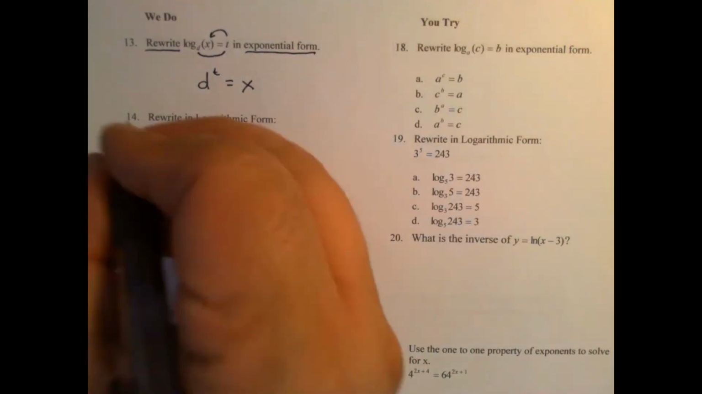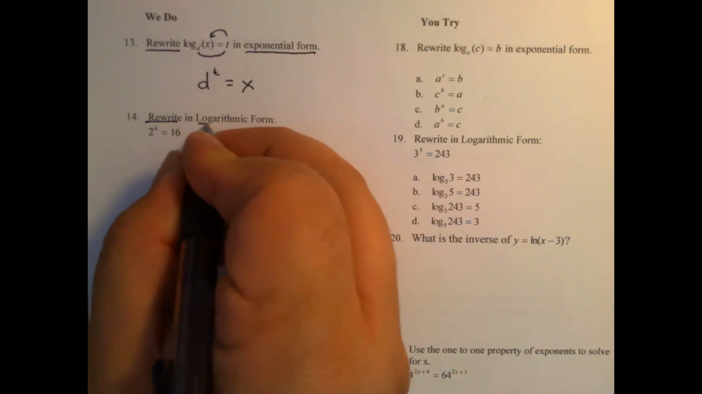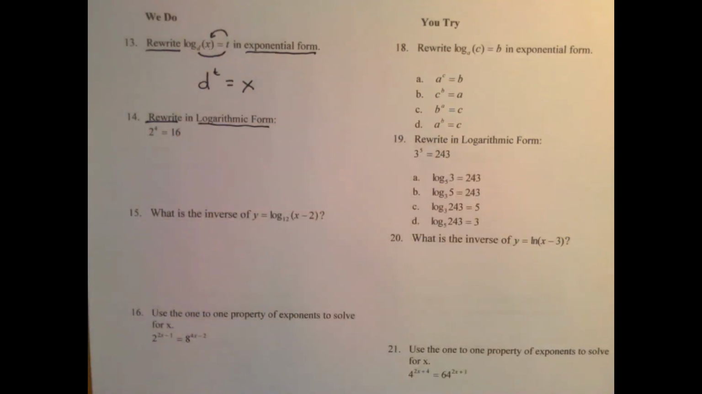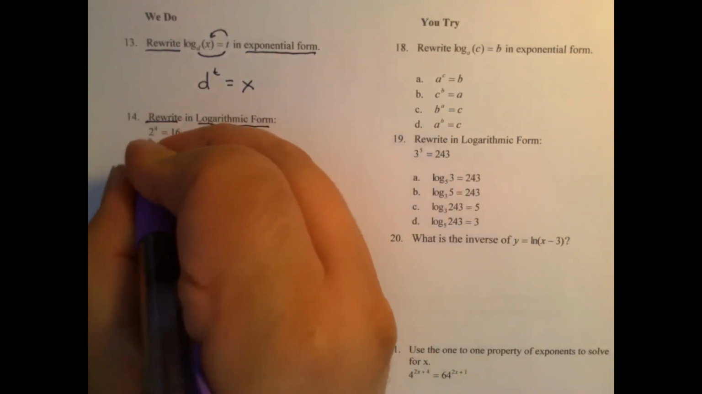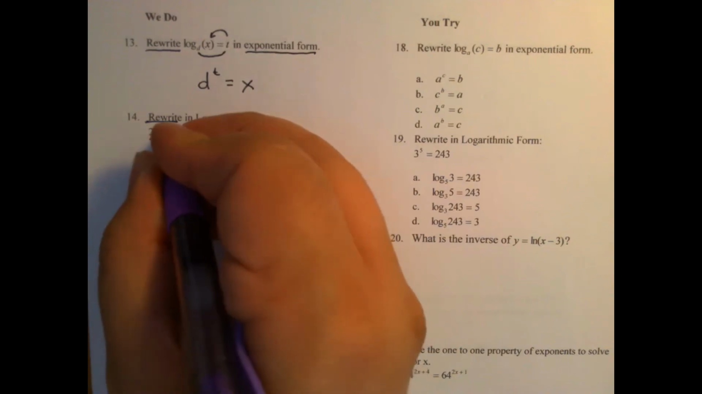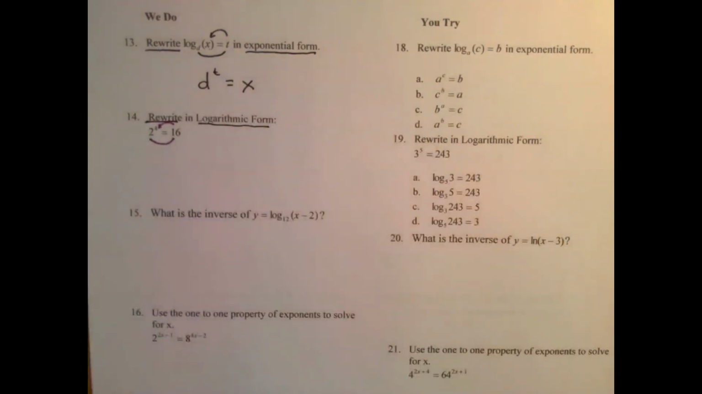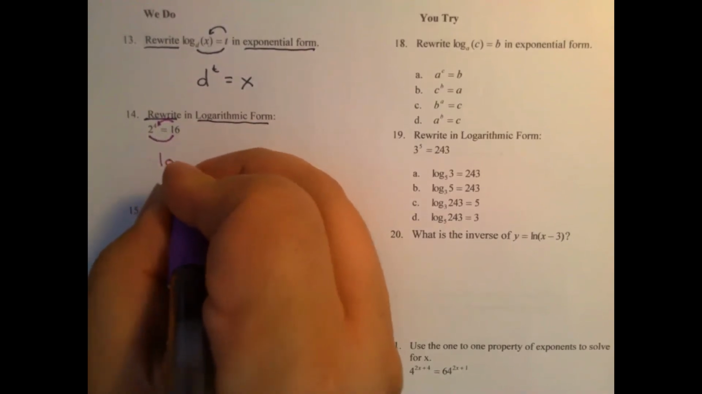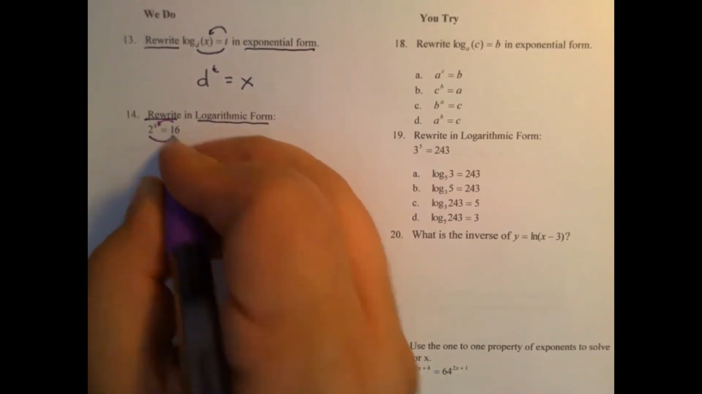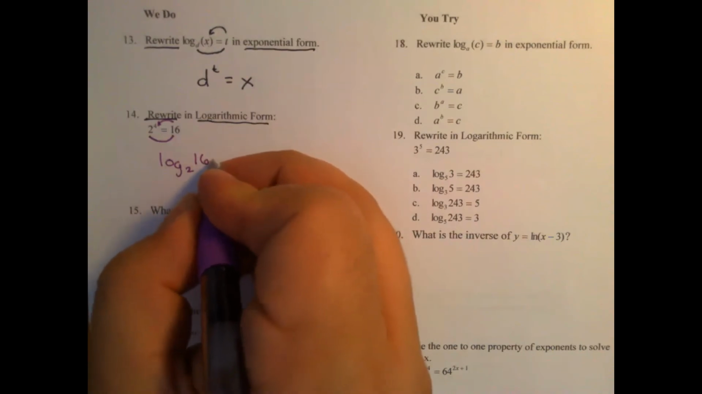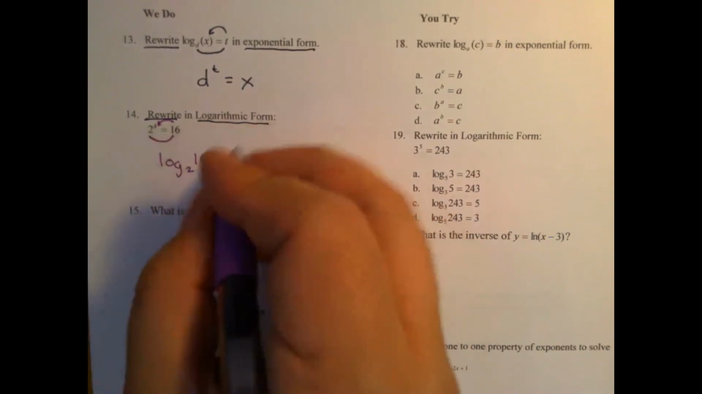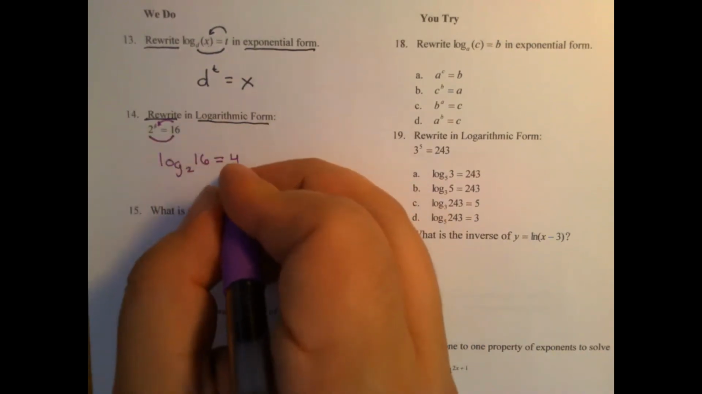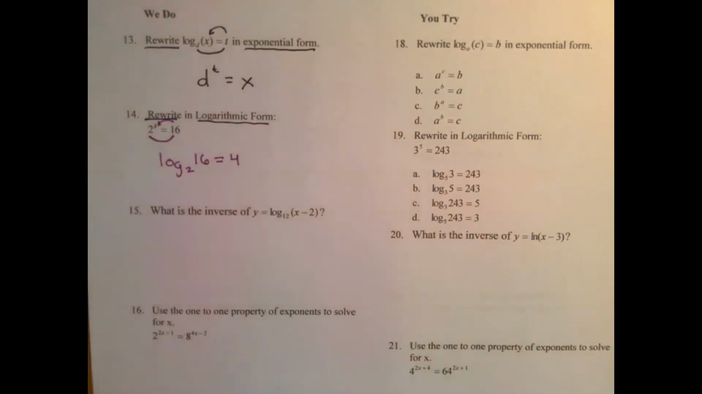Same thing on this one. We're going to be rewriting in log form, which means we start at the base, go to the other side of the equals, and then we come back to the exponent. So we get a log base 2, that's where I started. Next thing is 16. I just keep following the circle. And it equals the 4. Remember, the answer to a log is a power. That's why the 4 ends up out here. All right, moving right along.